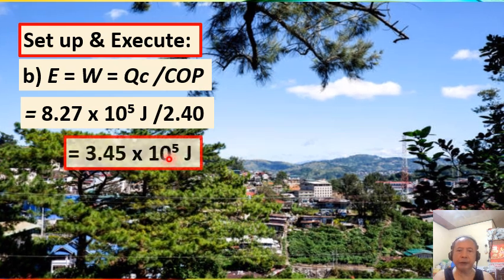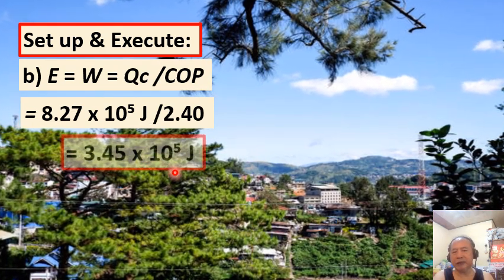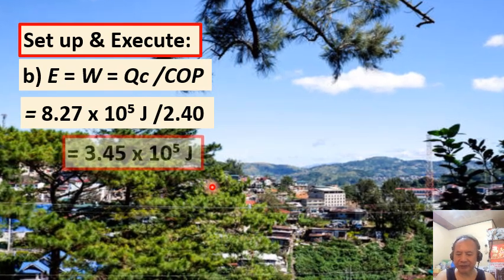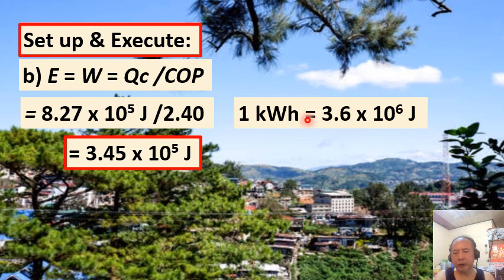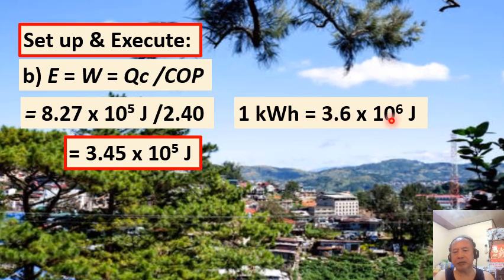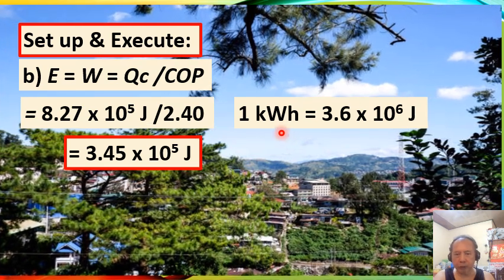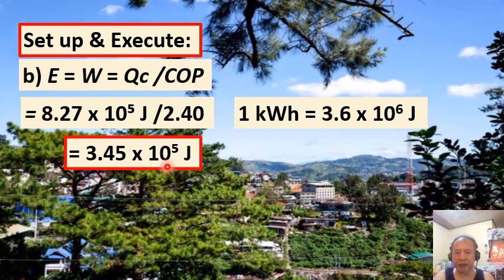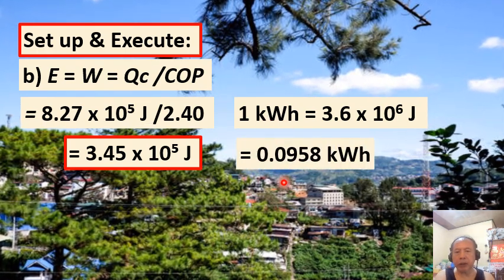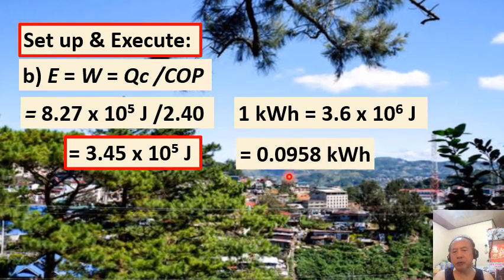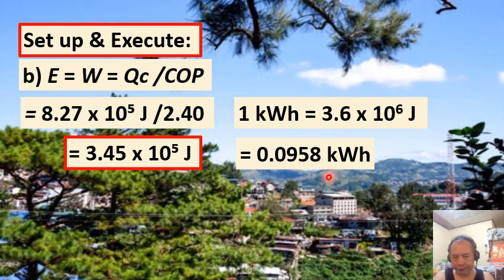And you might be wondering how large or how small this amount of electrical energy consumed is. Recalling that in 1 kilowatt hour, we have 3.6 times 10 to the 6th power joules, when we convert 3.45 times 10 to the fifth power joules to kilowatt hour, we find that that is equal to 0.0958 kilowatt hour.